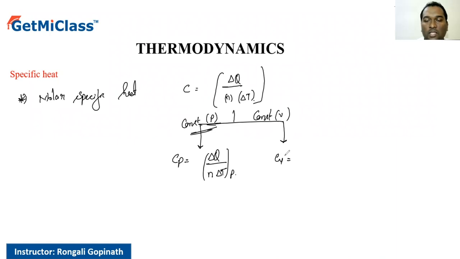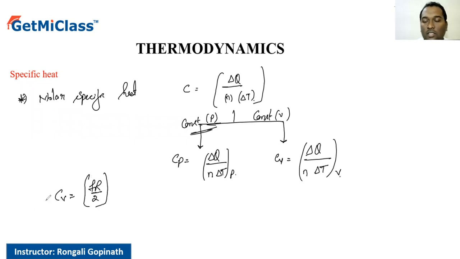And the next one is called Cv, that is molar specific heat capacity at constant volume, which is delta Q by n into delta T at constant volume. Now, for any gas, the value of Cv is given by F R by 2, where F represents the number of degrees of freedom of the gas, whereas Cp is given by (F by 2 plus 1) times R. So these are just fundamental formulas that you should know. Apart from this, there is nothing much that we can learn in this, right?